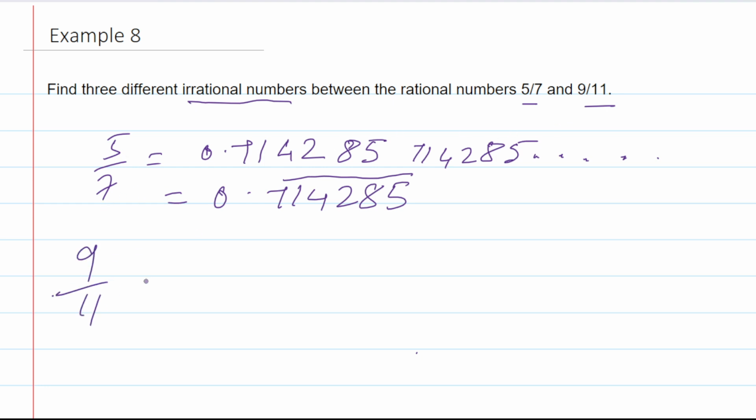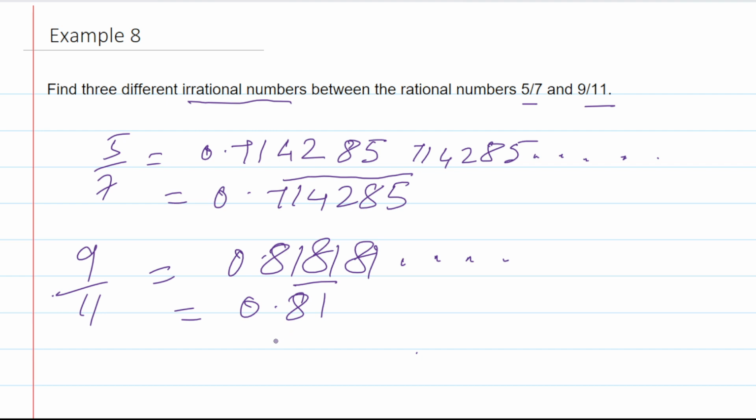So this is my 5 by 7, and 9 by 11. If we divide, you'll get 0.818181 dot dot dot. That means 0.81 bar. So these are the two rational numbers which I have got. In between these two, I have to find three irrational numbers.